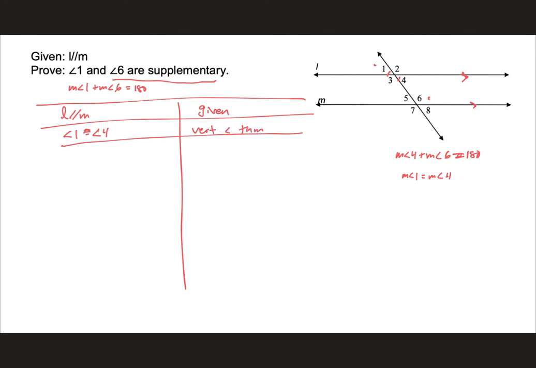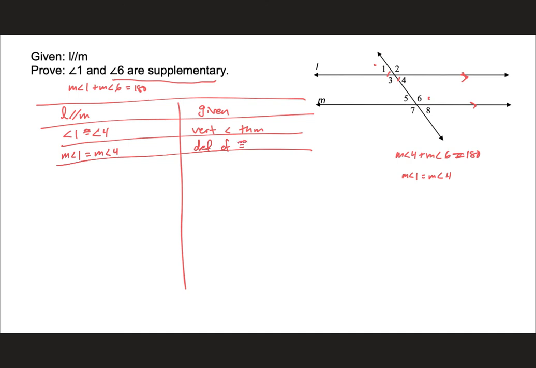And this is where knowing these theorems gets really important. The vertical angle theorem states that two vertical angles are congruent. It does not say equal, okay? Which means we need a step in there that says the measure of angle 1 is equal to the measure of angle 4. And this is because of the definition of congruency.